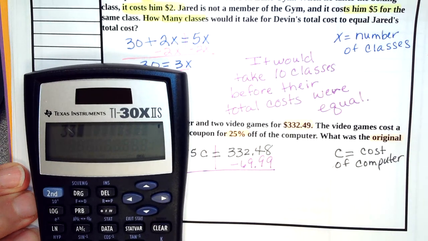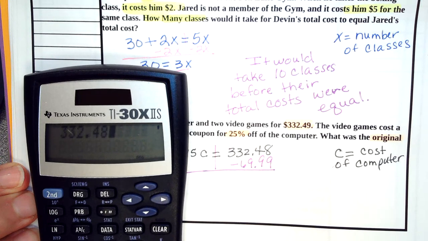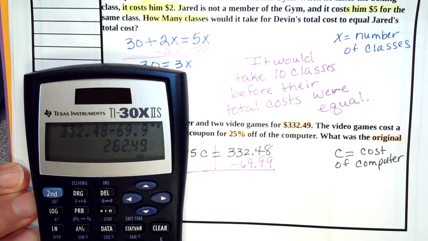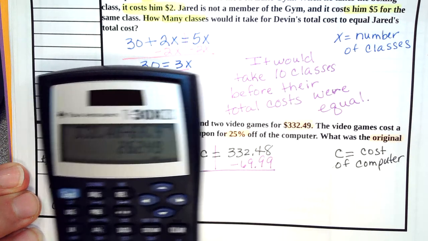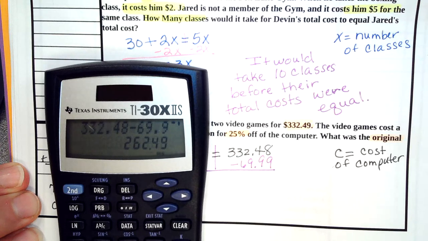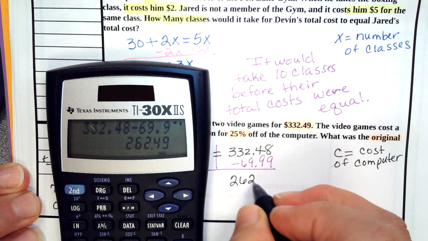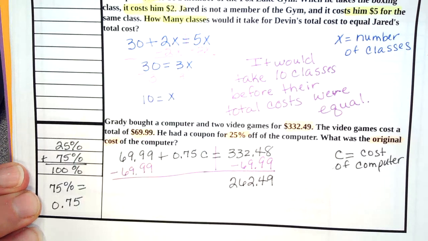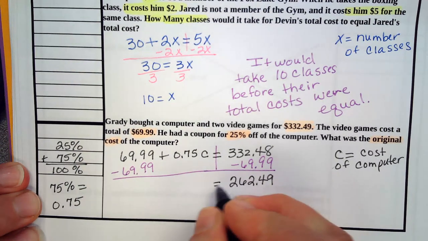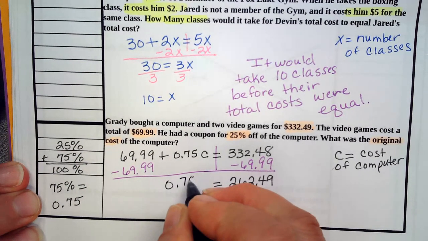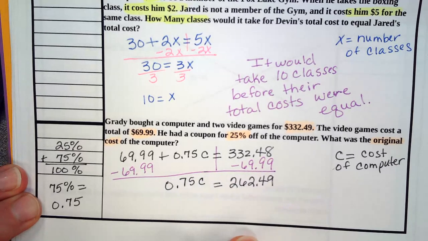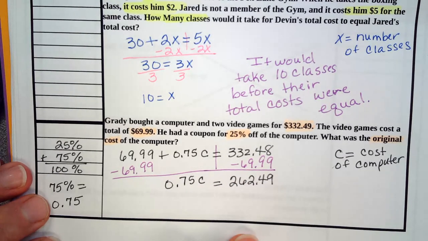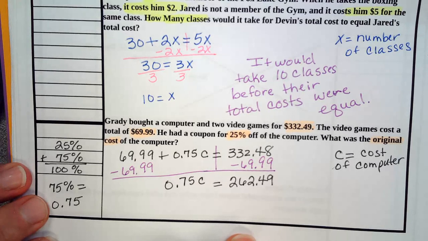Okay, 332.48 minus 69.99, and I get 262.49. Okay, and that will be equal to 0.75 C. I've multiplied by 0.75. I've multiplied by the fraction 3/4.